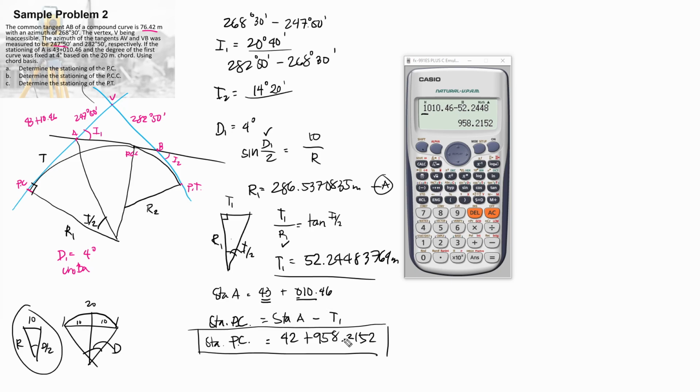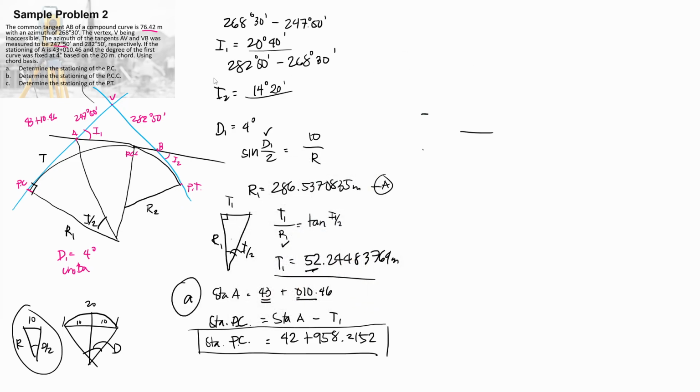Nung kulang kasi 52 meters to, and then 10 lang to, nagborrow ako ng 1 kilometer, which is 1,000 meters, para masubtract ko si 52, and then that gave me 958. So, magiging 42 plus 958.2152 na lang yung station kay PC. So, yun na pala si question A.